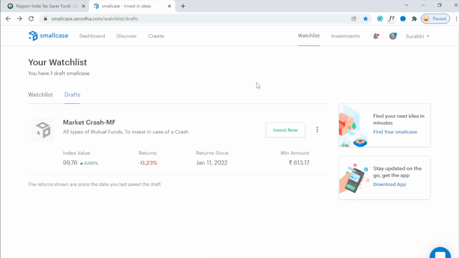We are into smallcase now. This company has been backed by Zerodha. This is basically a kind of briefcase where you can implement your own idea and prepare your smallcase. And whenever you click invest now, rather than going into your brokerage and executing each and every trade, this smallcase will help you execute all the trades at once, and you can see the percentage of returns on a whole. So we have created a thing called market crash mutual fund.